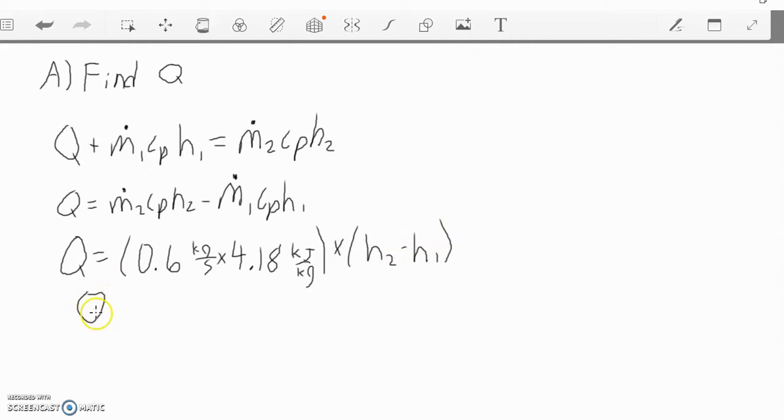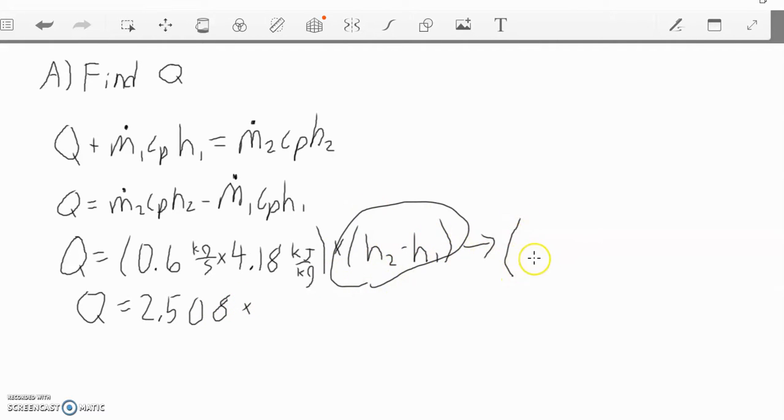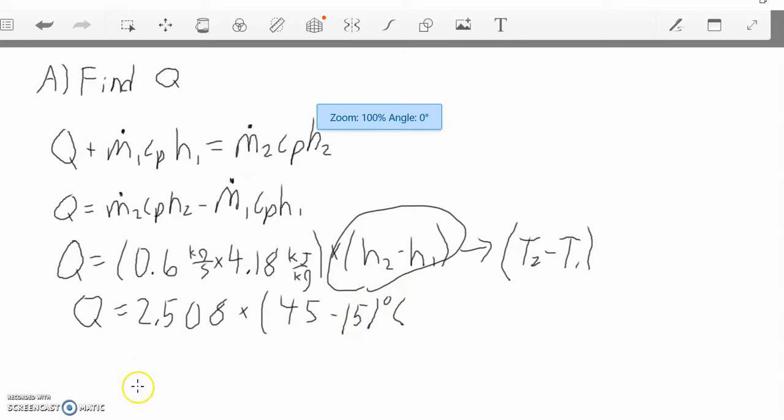So we're going to simplify the first part. Q equals 2.508 kilojoules per second times, and then this change in enthalpy is equal to the change in temperature, so T2 minus T1, which we know. So then we get 45 degrees Celsius minus 15 degrees Celsius for the difference in temperature, and a final heat transfer rate of 75.24 kilojoules per second.